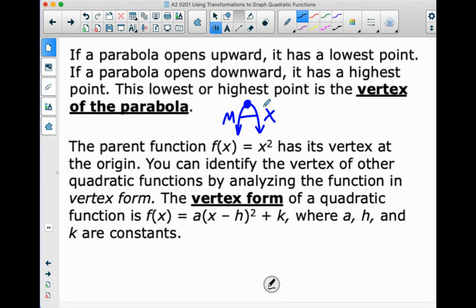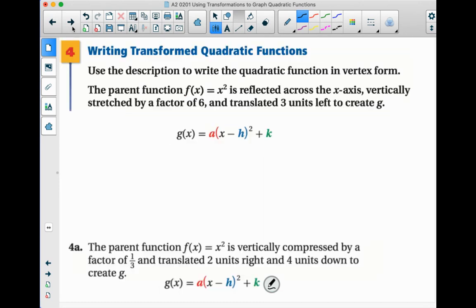If you have a regular parabola, they call that the minimum because it is the lowest point on the parabola. So you can actually figure out where the vertex is when you're in vertex form just by knowing the transformations. So that's what we're going to try out. You just did this in chapter 1. You are going to be so good at this.